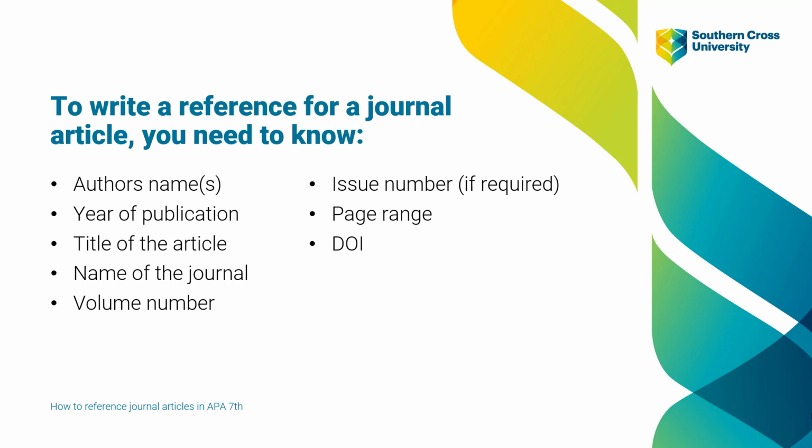In order to do this, we're going to need the following bits of information. We're going to need the author's name or names, the year of publication, the title of both the article and the journal that it appears in. We're going to need the volume number, the issue number, the page range and the DOI, otherwise known as the Digital Object Identifier.